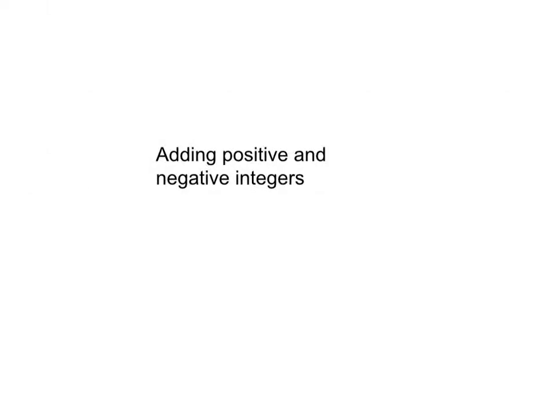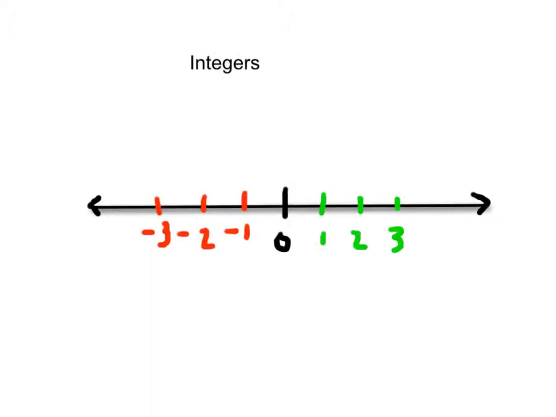Let's look at adding positive and negative integers. It might help us to remember that integers are the set of positive whole numbers, 1, 2, 3, 4, etc., their opposites, -1, -2, -3, -4, etc., and 0.